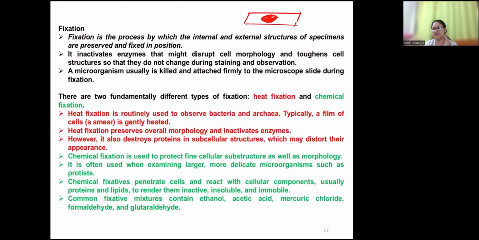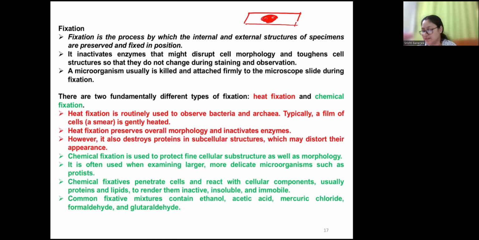The film of cells, which is a smear, is heated, and that heating lets it get fixed. It will preserve the morphology but inactivate all the enzymes. However, it will destroy the proteins in the subcellular structure, which may distort their appearance. So heating is not a very optimum technique. Generally, while doing experiments in the lab, we use it, but for better precision, we use chemical fixatives.